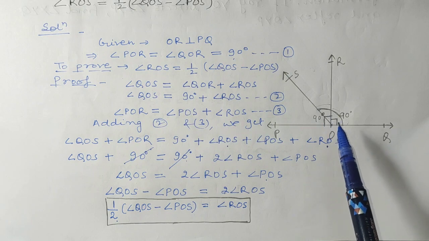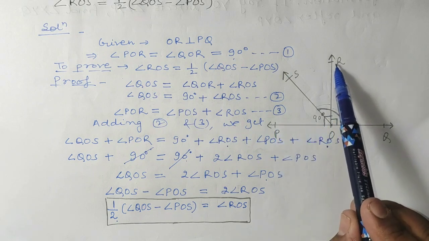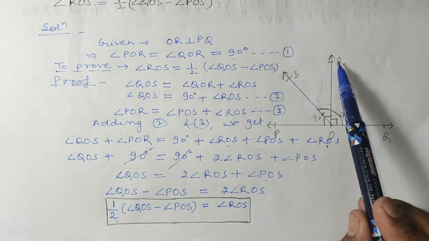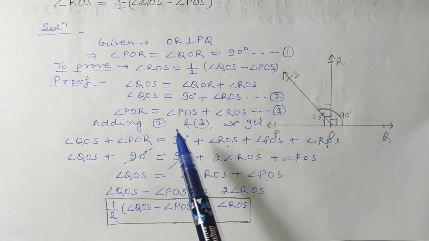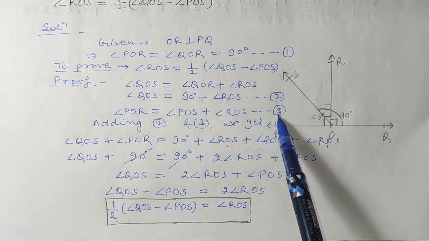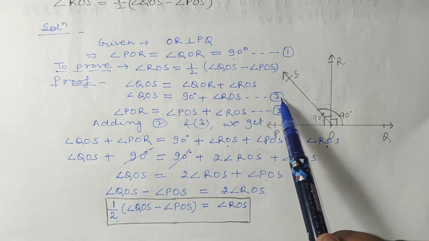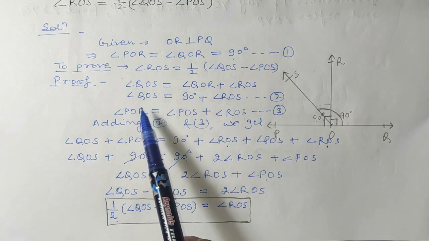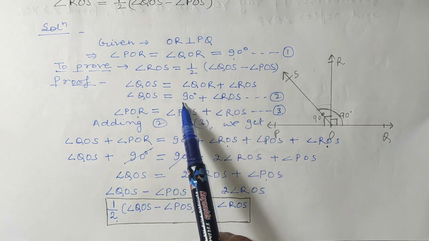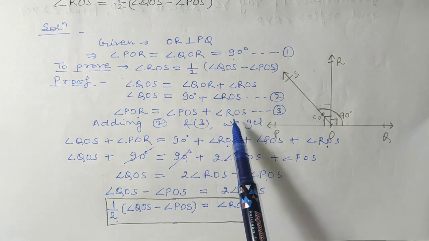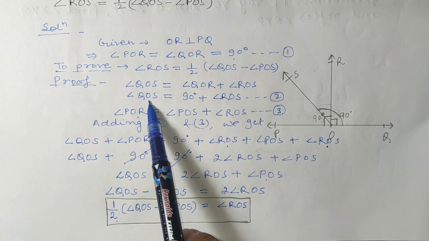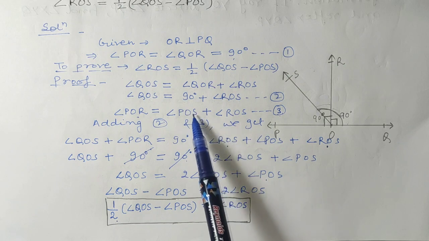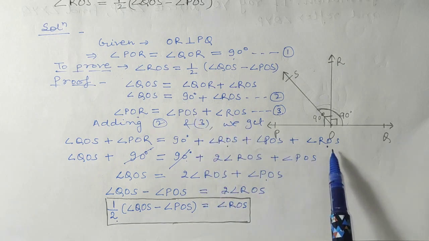In next step, we have written the value of angle POR. It is the sum of angle POS and angle SOR. Okay, then this step we have supposed as equation number 3. After that we have added these two. Okay, when we have added these two, left hand side will be added to left hand side and right hand side will be added to right hand side. In left hand side there will be angle QOS and POR. In right hand side there will be 90 degree plus ROS plus angle POS plus angle ROS.